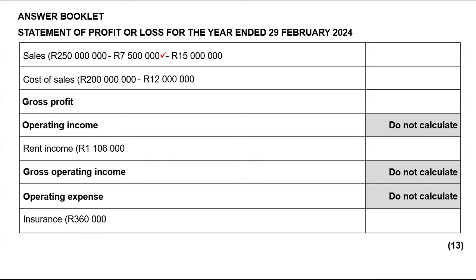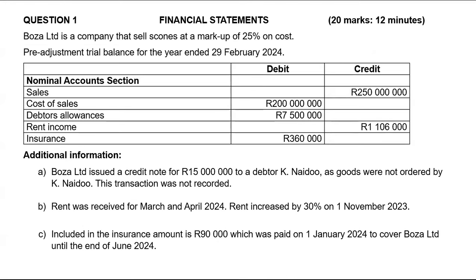All right. Let us go to the second adjustment. It says rent received for March and April 2024. Rent increased by 30% on the 1st of November 2023. Now, guys, this creates a problem because March and April 2024 don't fall within the current financial year. And according to the conceptual framework, income must fall within the reporting period. It must be something that we earn within the reporting period. The reporting period is just your financial year, guys. Okay. And here, March and April is not within the reporting period.